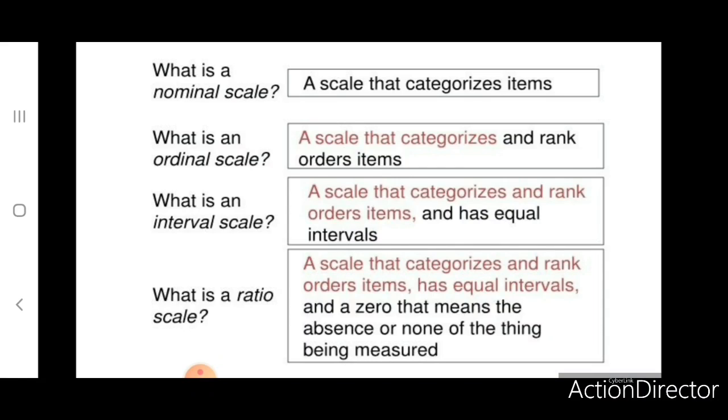Then the last one is ratio scale. Here categorization, ranking, and equal interval are also there. Apart from that, there is one more feature, that is they have a true 0 point. So these are all about nominal scale, ordinal scale, interval scale, and ratio scale.